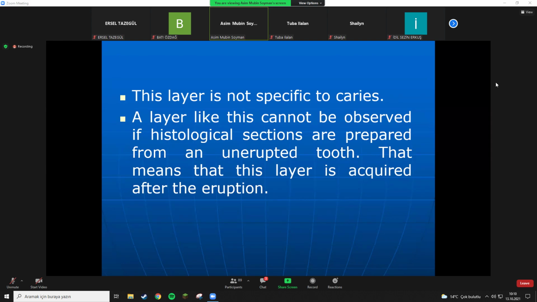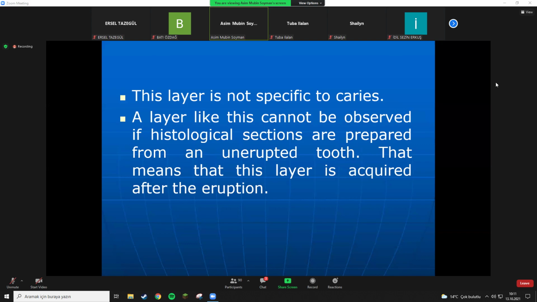Let us assume that you extract a tooth and you would like to investigate the histological section of the dental enamel under the light microscope. Everything is okay? Is it okay? I hope so.